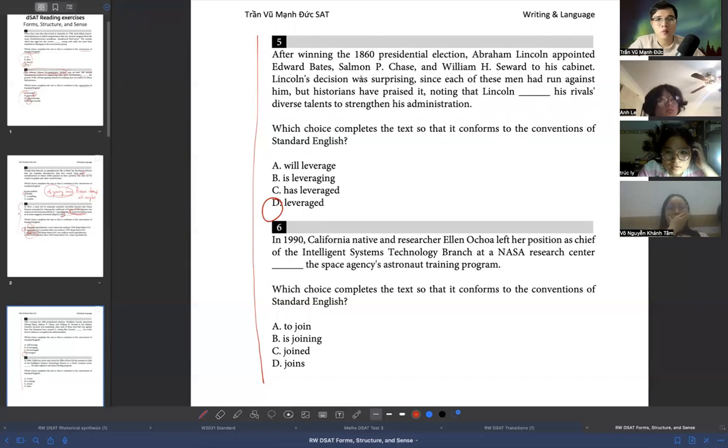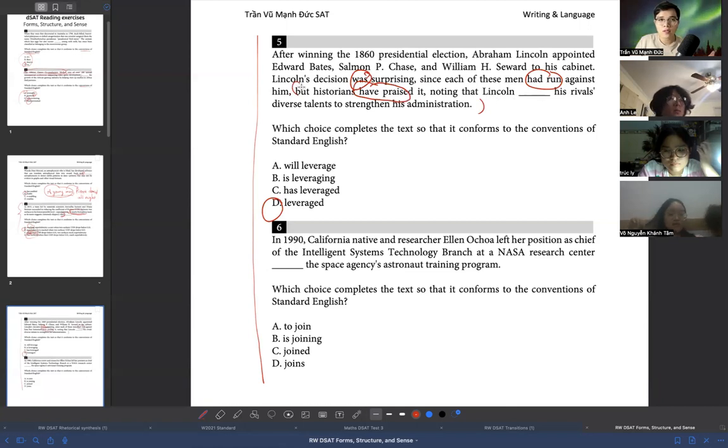Let's see. Surprising. Look, had run, but historians have praised it, noting that. So this is just a modifier. It's just like a supporting clause, non-essential. Oh no, this is an entirely different clause. Have praised it. So you're going to have to look at a bigger context. In this case, it's very tricky. This is a very difficult question indeed. Have praised is present, but the verbs surrounding it are all in past. Had run, was surprising. They're all in past.